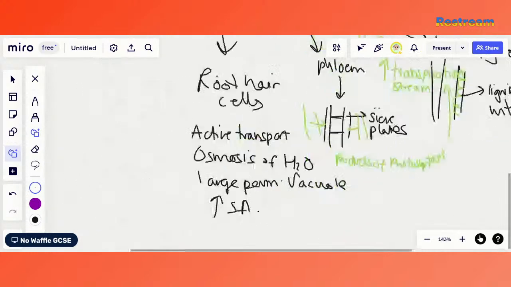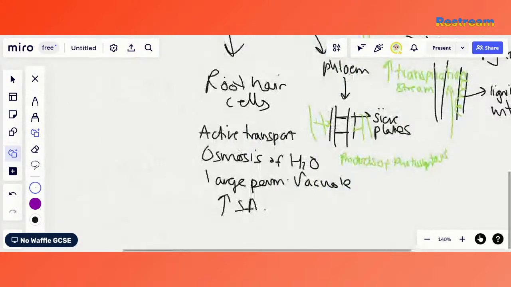And finally, root hair cells. So root hair cells are specialized to take up water by osmosis and minerals by active transport. It has a large permanent vacuole, which is useful for osmosis. It has a large surface area due to its root hair, meaning more water can come in, and also there's lots of mitochondria.